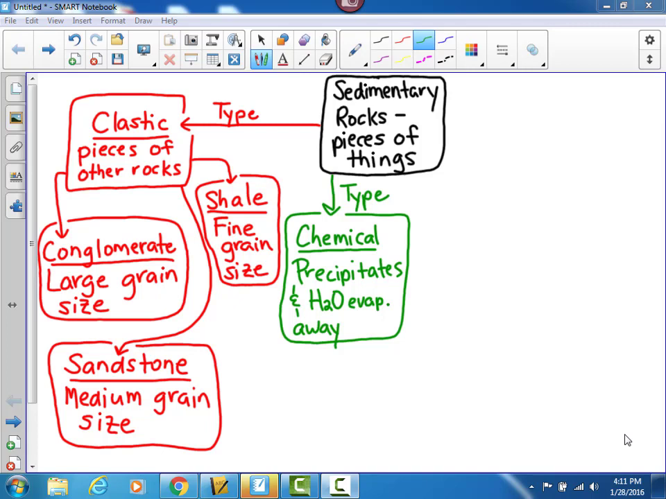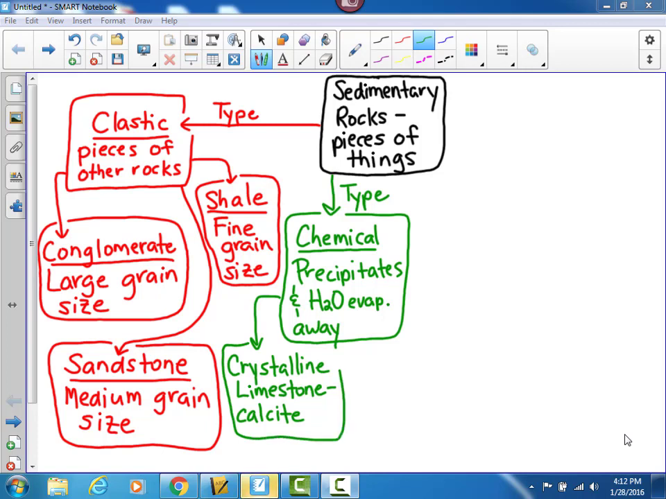There are 3 chemical rocks that you will see in your lab. The first one is called crystalline limestone. That is made from the mineral that you've already seen called calcite. And you might remember that calcite reacts with acid, so that means limestone also reacts with acid.